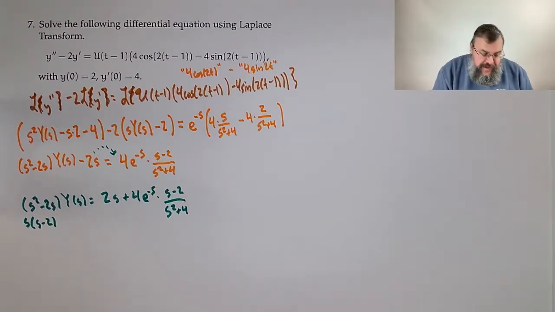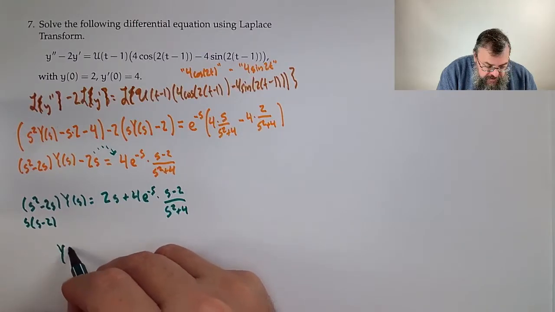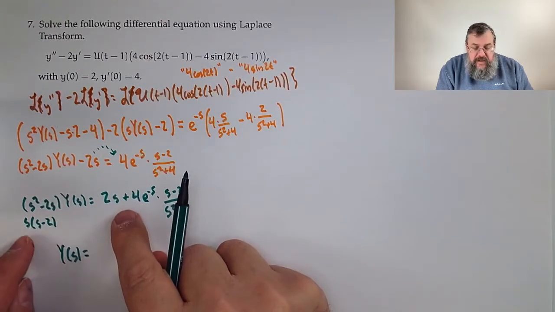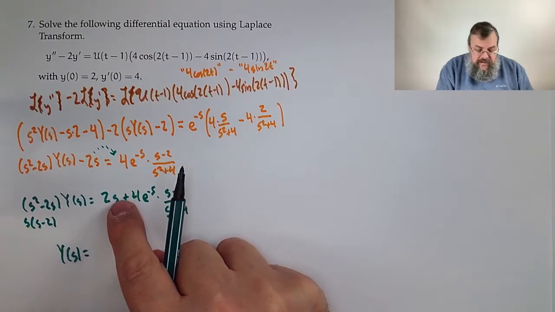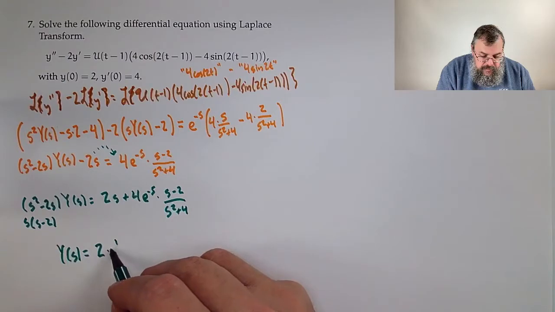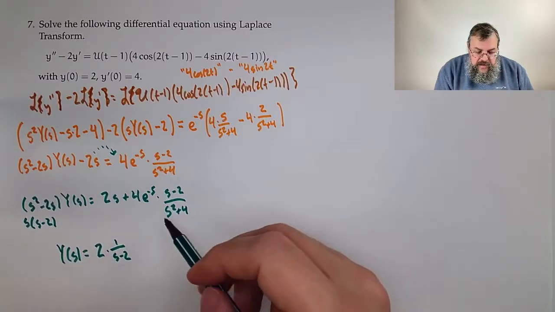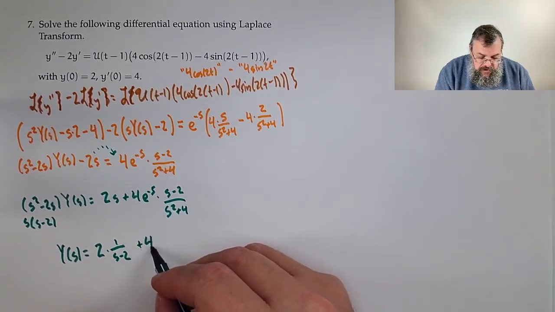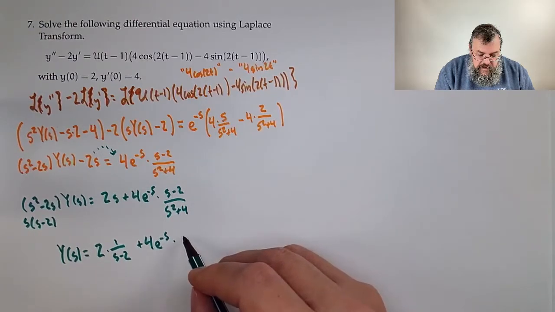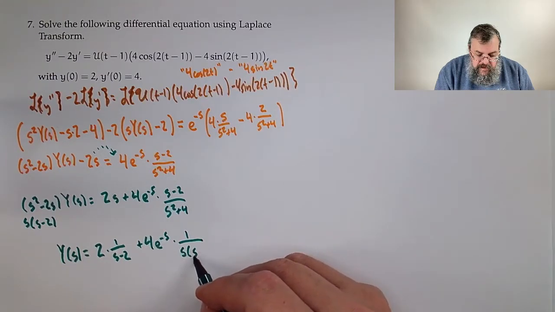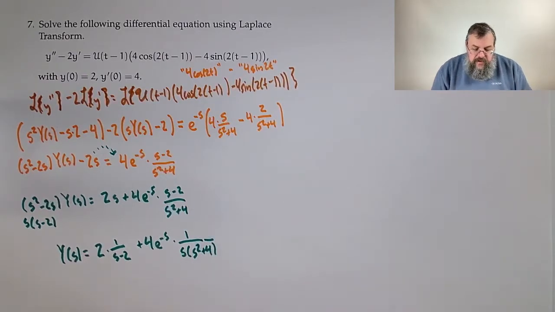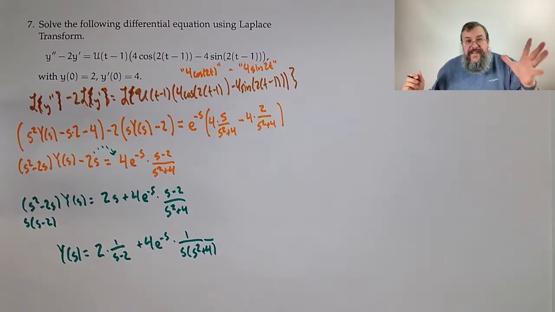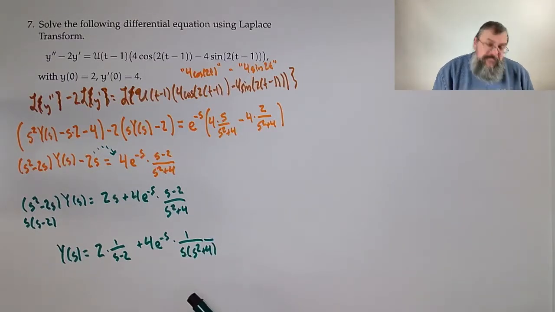We're going to now divide, and we'll see that Y(s) is equal to what? In the first place, when we divide by s times (s minus 2), the s's cancel. So we're going to get 2 times 1 over (s minus 2). And in the second case, the (s minus 2)'s cancel. So we're going to get 4 e to the minus s times 1 over s times (s squared plus 4). So that's actually pretty good for us. Now, the first term is good to go. No more work needs to be done, no partial fractions. That's great. The second one, we need to do work on.